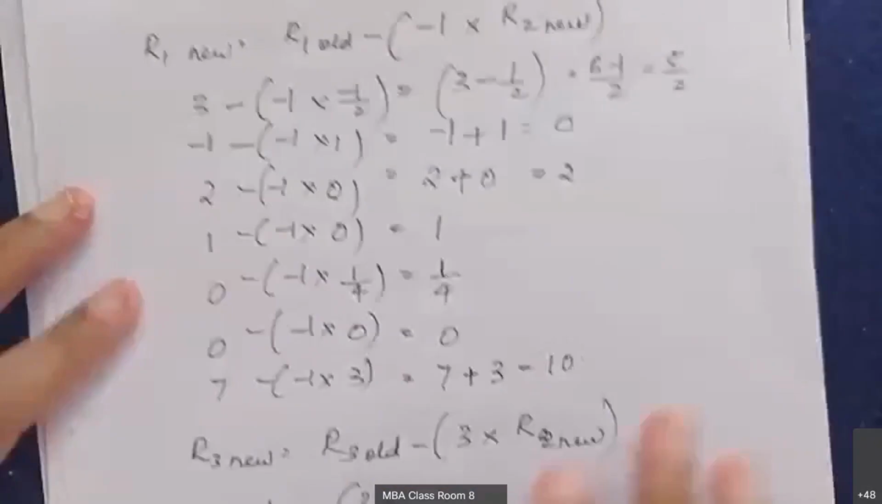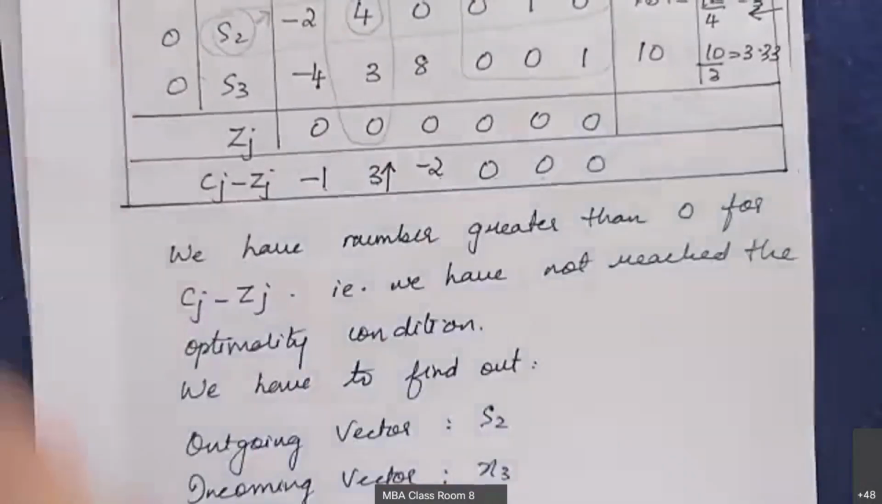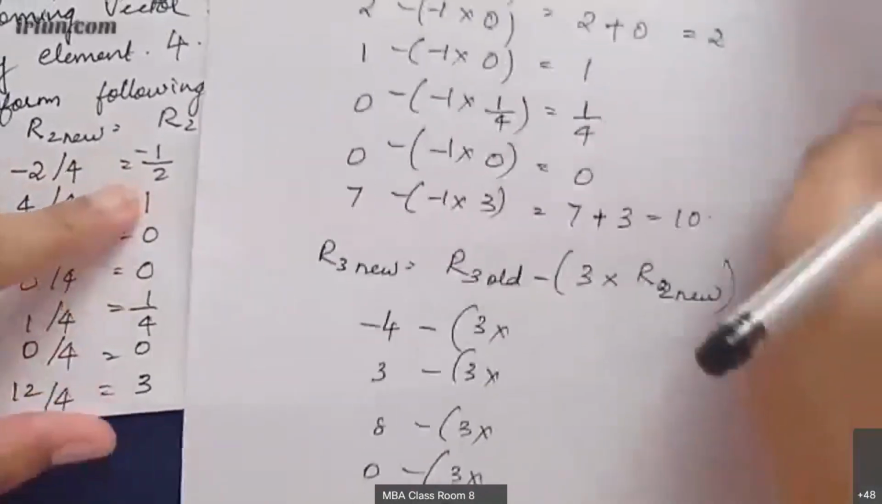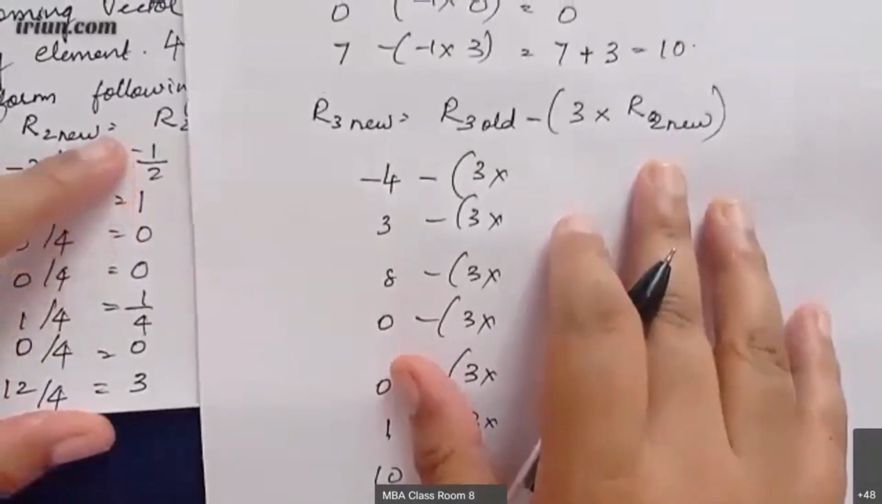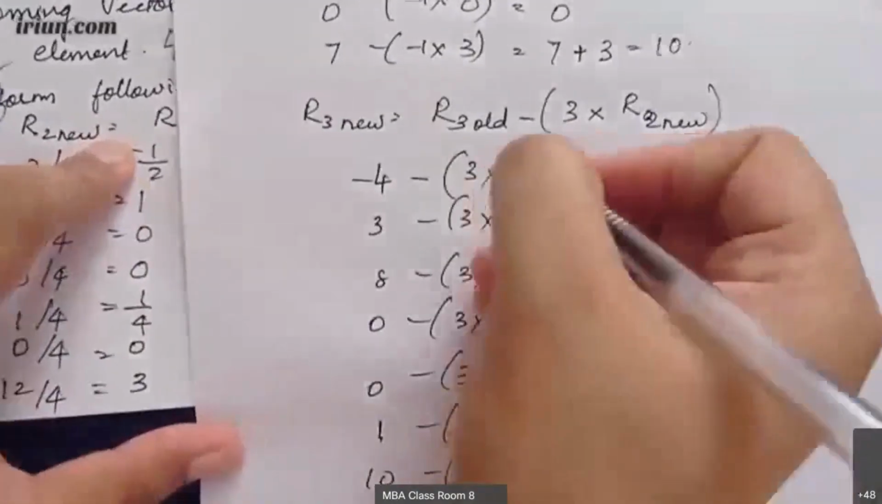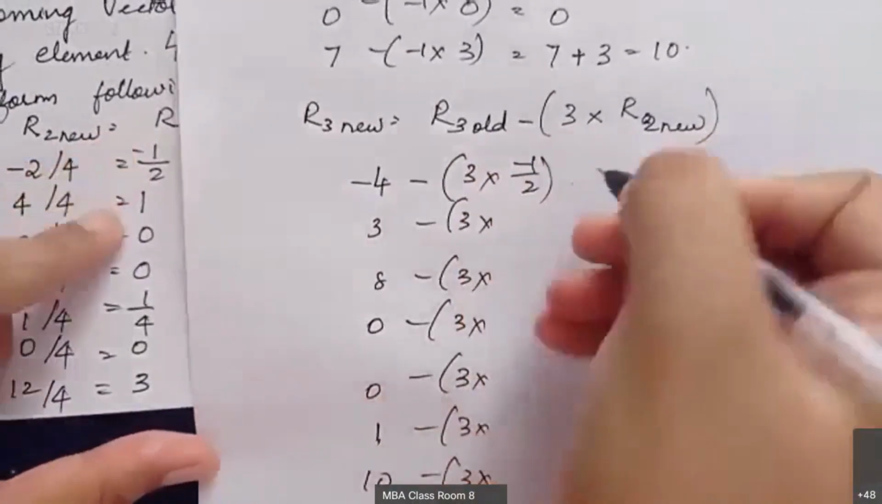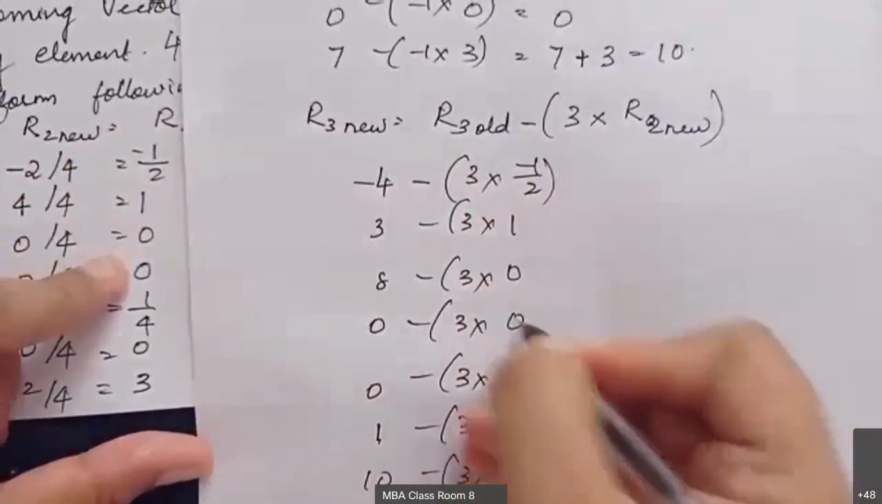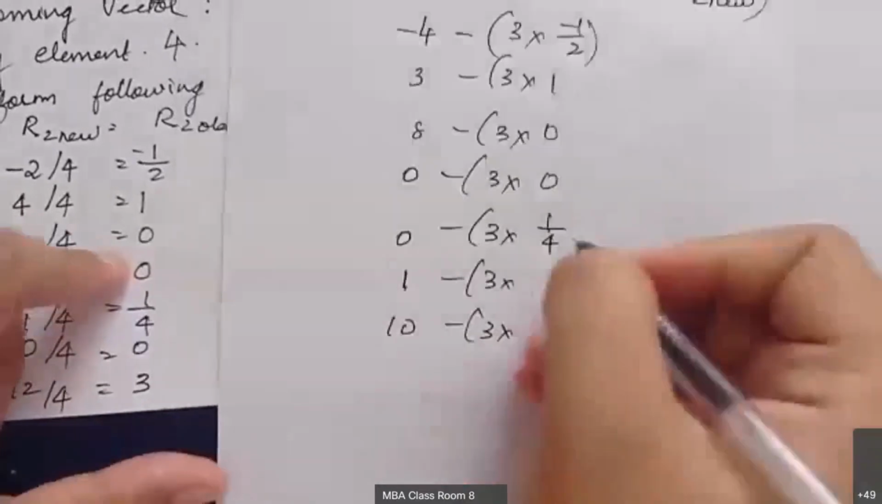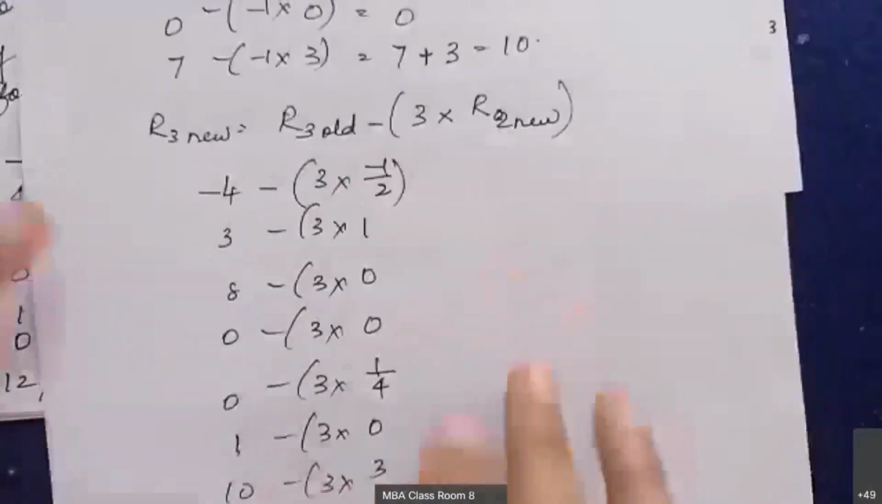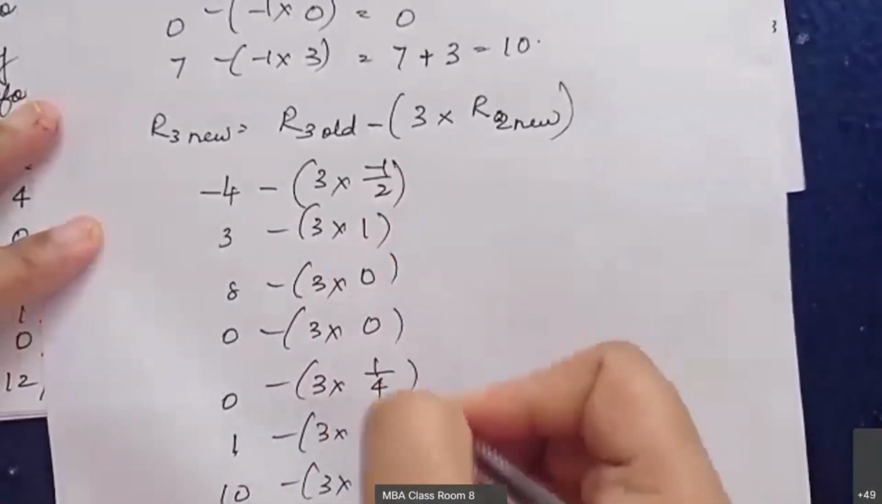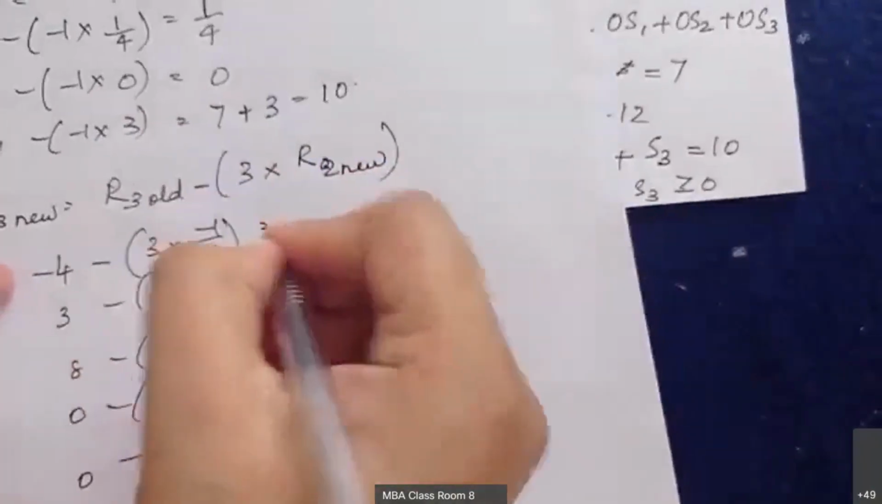Okay, now R2 new, what are the values of R2 new? We have already found out over here. Okay, it is minus 1 by 2. I'm writing down these values. Minus 1 by 2, 1, 0, 0, 1 by 4, 0 and 3. Okay, solve for getting each of these values.